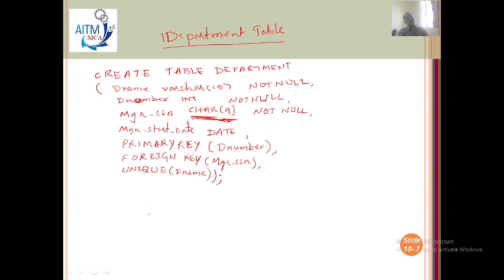So these are the things, ending with a semicolon. See here, in this we have taken unique, because every department name should be unique and it should not be null. Every department will have a name and it should be unique. Hope it is clear. Is this department table clear?